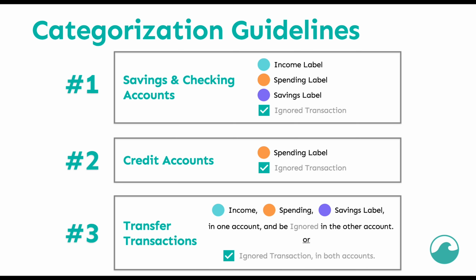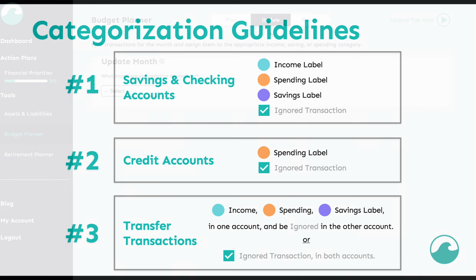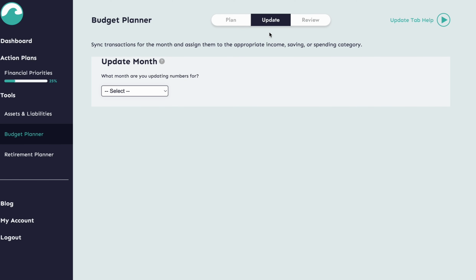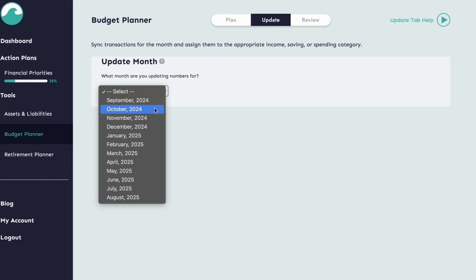We'll provide a bit more detail about why in a moment, but in short, this guideline ensures you don't do any double counting. Now, let's walk through your workflow from the top of the page to the bottom and cover some common scenarios. At the top of the Update tab, you'll select the month you're updating your transactions for.